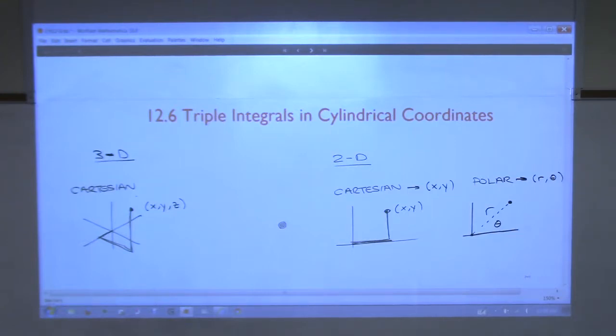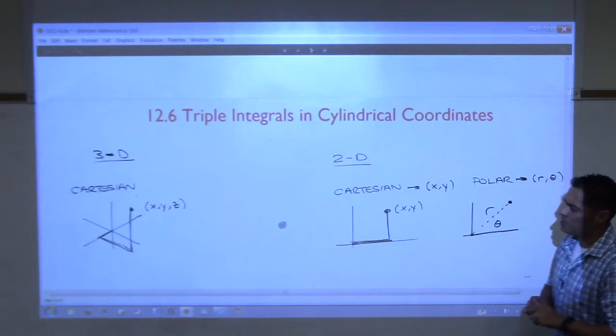Another way we can do this is by using not polar. We don't say polar, okay? Polar is reserved for two-dimensional. But something equivalent to polar in three-dimensional is what we call cylindrical coordinates. And it works like this.